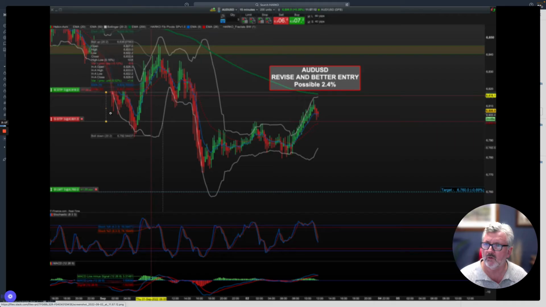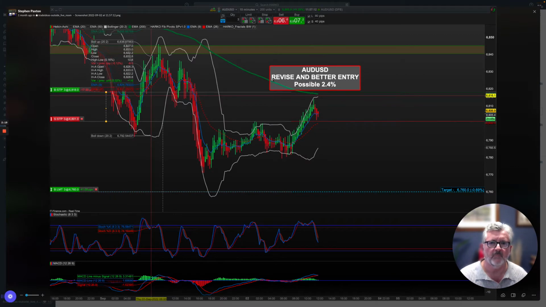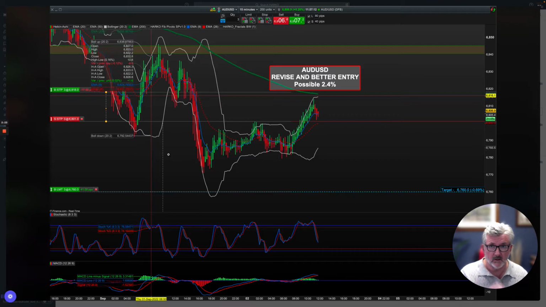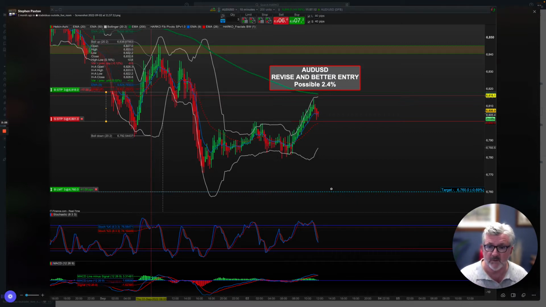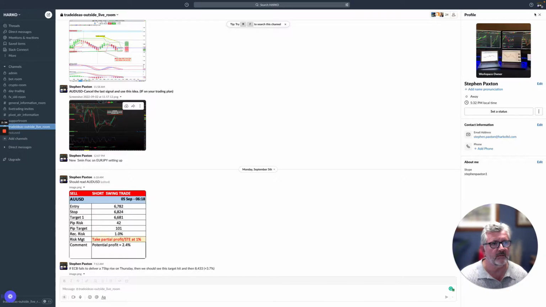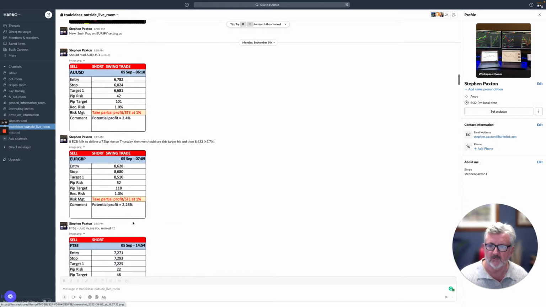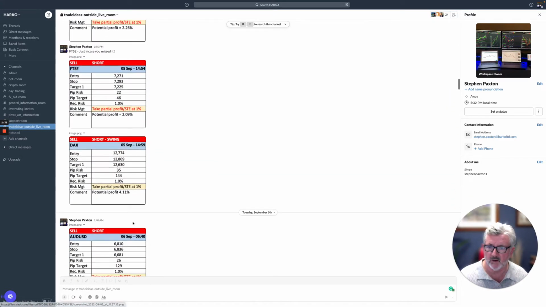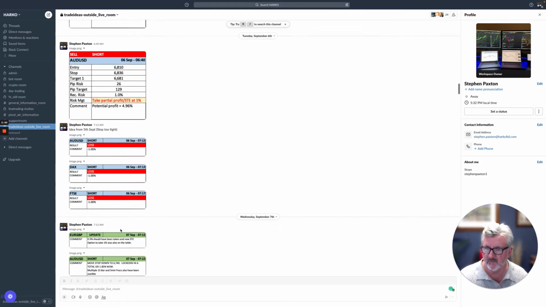And here's one here. What's this one? Revise for a better entry. You've got to be dynamic, you've got to be able to respond to the market conditions, and when things change, you've got to be adaptable. And I put these signals in to show people how adaptable we are. And again, you can see all these different signals.